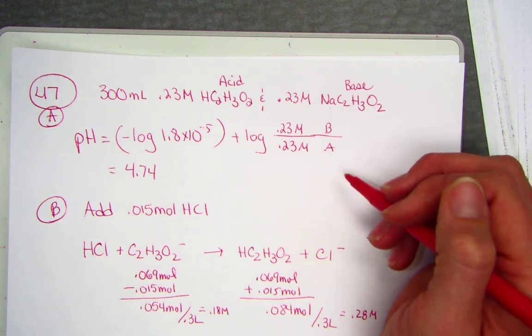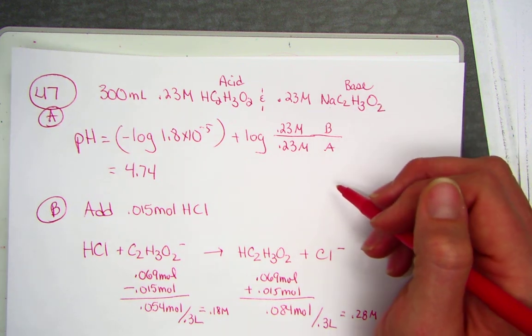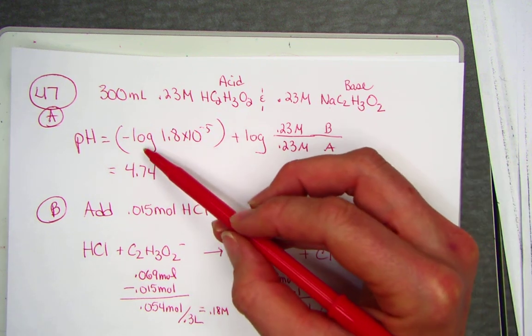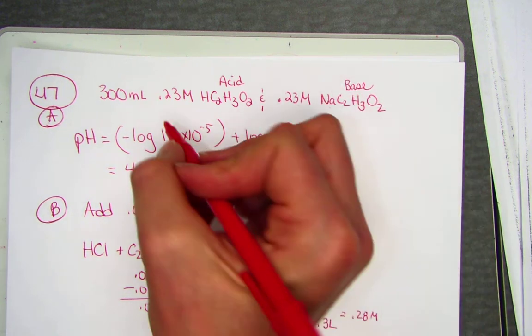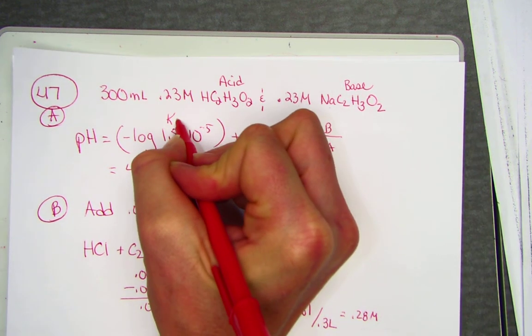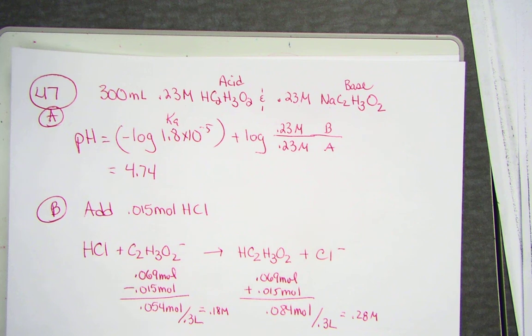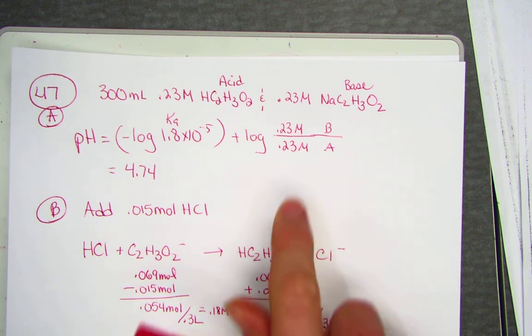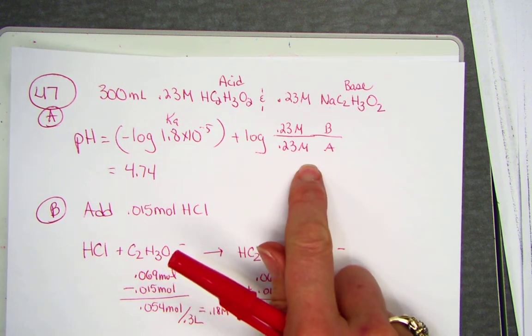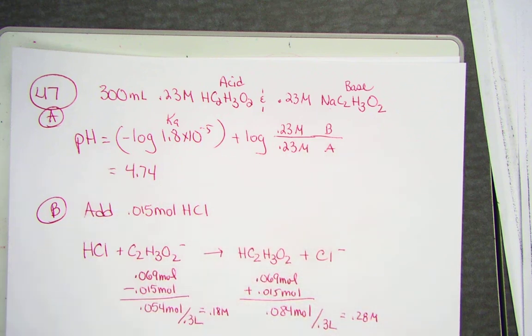So part A, just a straight Henderson-Hasselbalch to find the pH of our solution. pH is negative log, and again, I had to use our textbook to find the Ka value of acetic acid, 1.8 E negative 5. When the concentrations are equal, you can see that dropping off. pH is exactly pKa, 4.74 units.